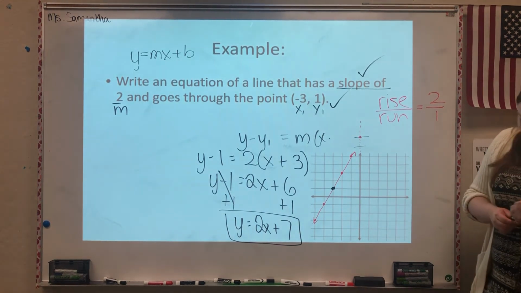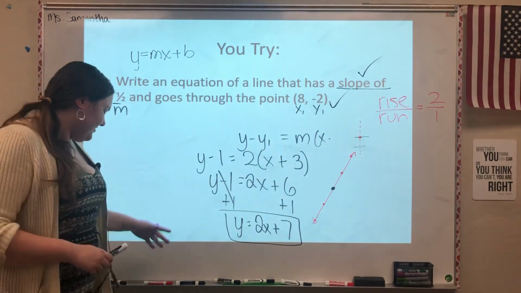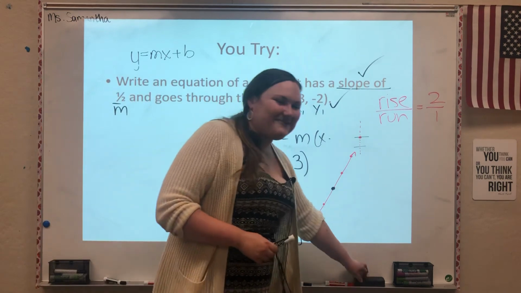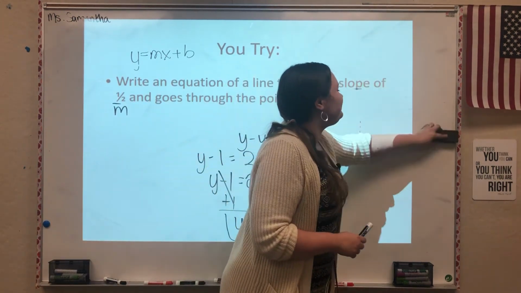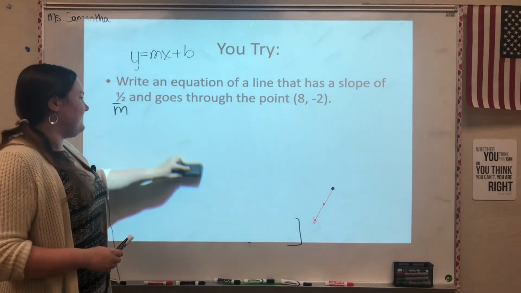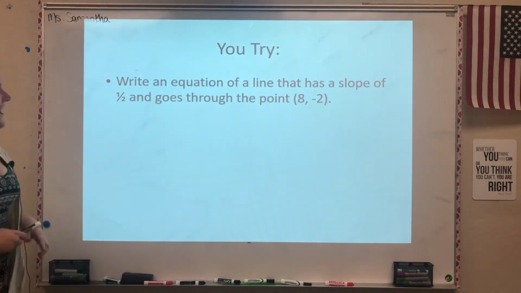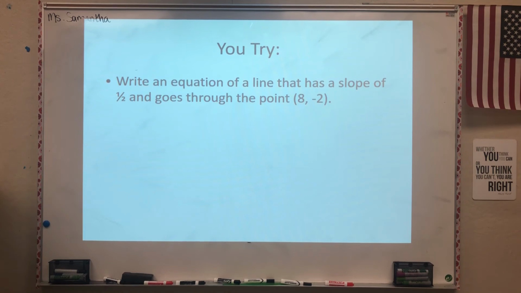This was the last example I have. There is one for you to try, which you will be able to see much better once I erase all of this. Okay. You are going to write me an equation of a line that has a slope of 1/2 and goes through the point 8, -2. Go ahead and try that.